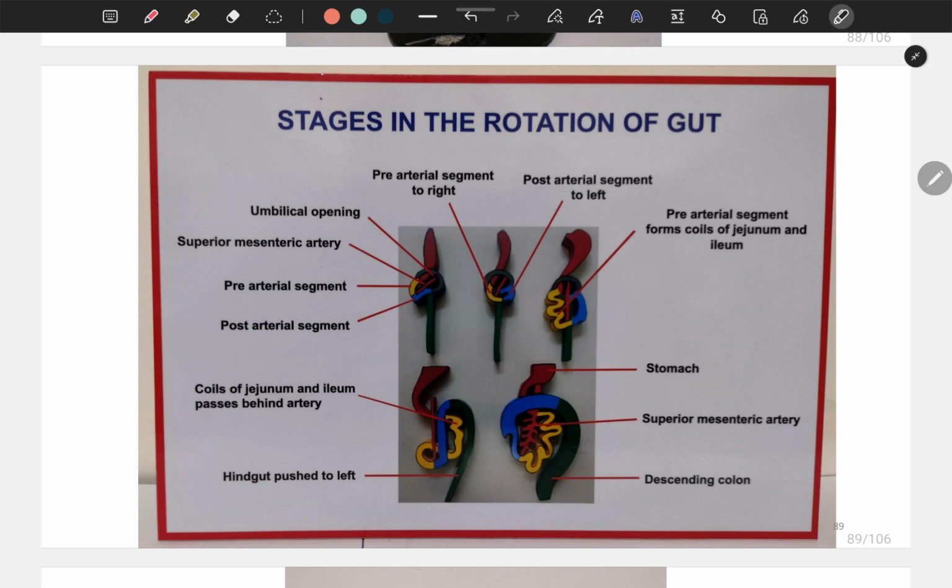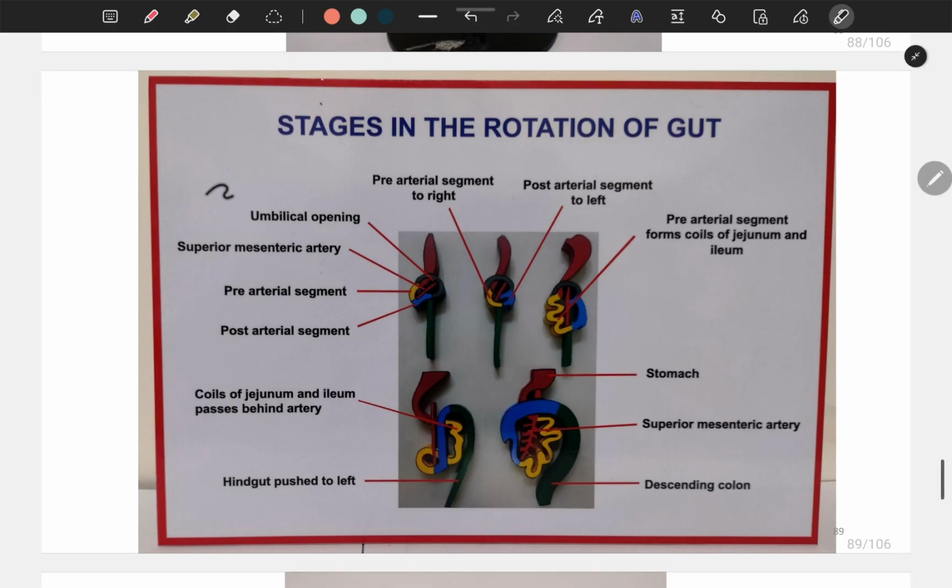That's it. Then reduction of hernia takes place in the 10th week. Why? Because there will be abundant space in the abdominal cavity. Starting, there will be development of liver, so there will be no space in the abdominal cavity. After some weeks, around the 10th week, there will be space in the abdominal cavity, so the reduction of hernia takes place. The pre-arterial segment comes first, and it rotates, and second rotation takes place.